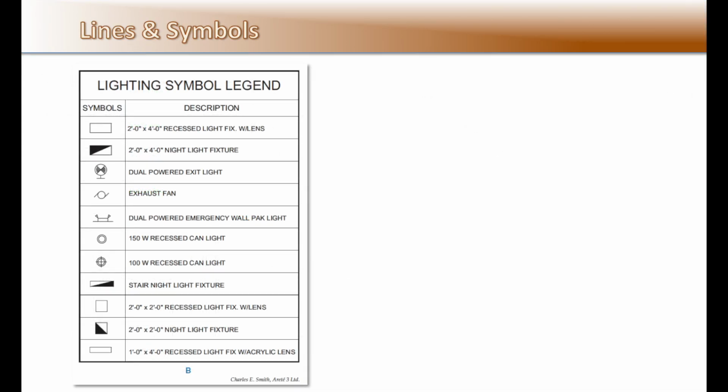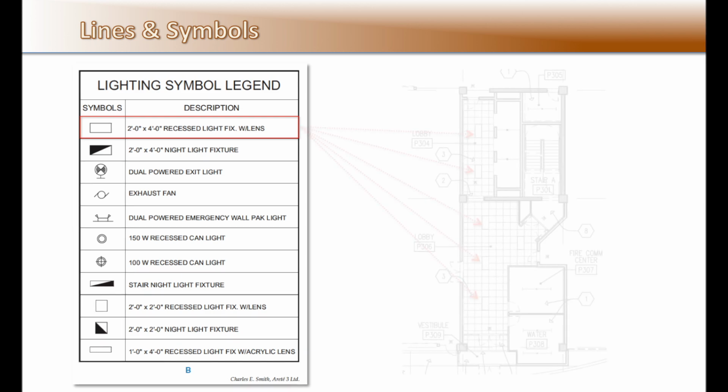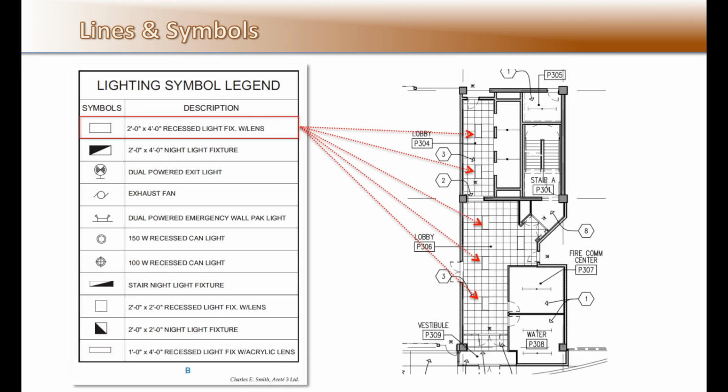Symbols are used to identify specific items on the drawing without writing out all the words. For instance, in this electrical legend, the description 2-foot by 4-foot recessed light fixture with lens would be a lot of words to write out every time the designer wanted to indicate this light fixture. So instead, the designer assigns the rectangular symbol to represent the light fixture. This symbol would be found on the reflected ceiling plan in the architectural drawings.